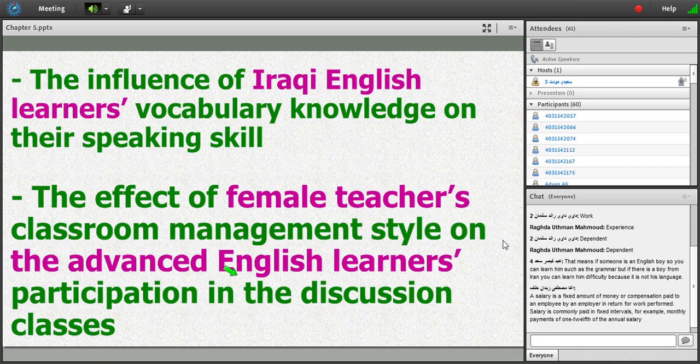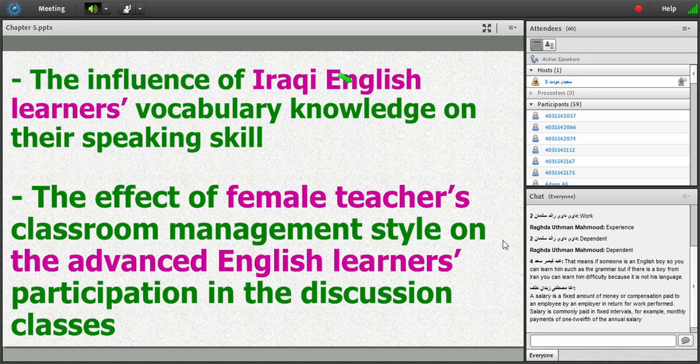For example, look at this topic: the influence of Iraqi English learners' vocabulary knowledge on their speaking skill. Vocabulary knowledge is the independent variable. The speaking skill is the dependent variable. Now, what is this Iraqi English? English learners, not Persian learners, not French learners. So this is a control variable.